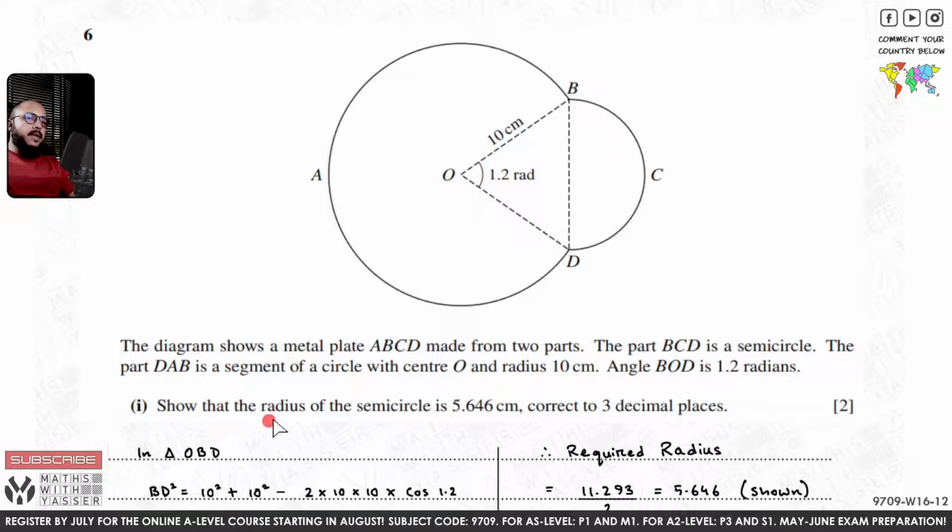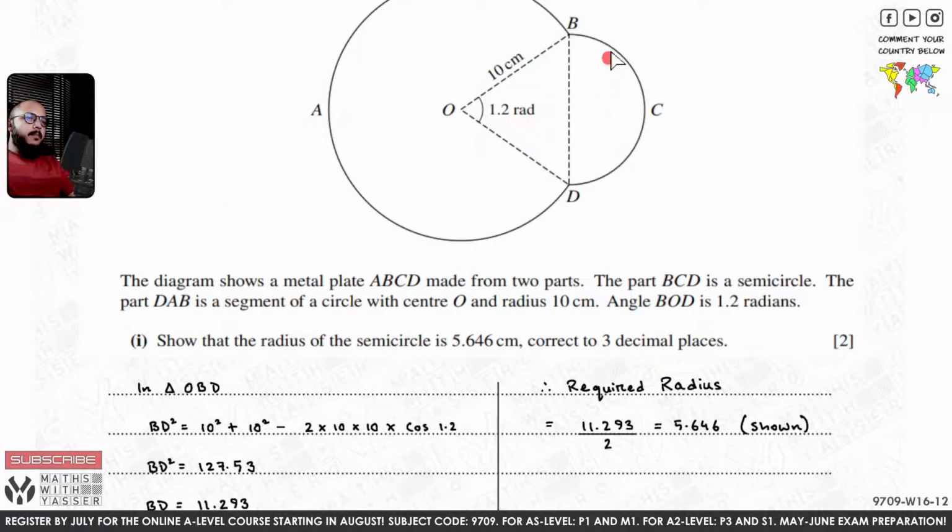We need to show that the radius of the semicircle is 5.646 centimeters, correct to 3 decimal places. So in triangle OBD, let's figure out the length of BD first. If the radius is 10, that means OD is also 10, and we can use the cosine rule to figure out the length of BD.